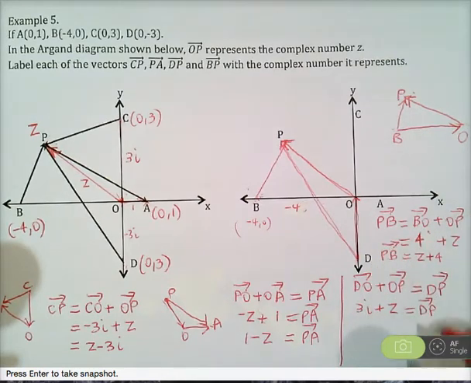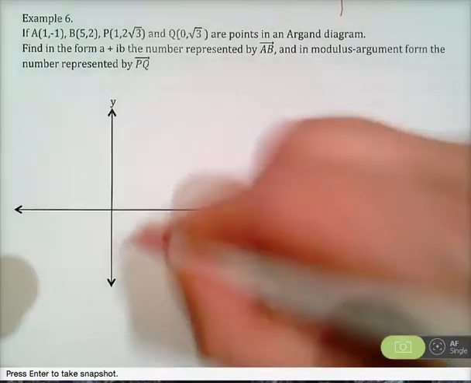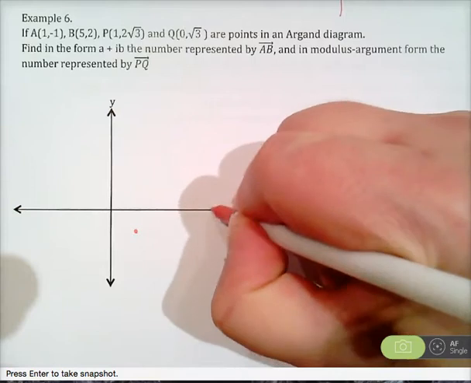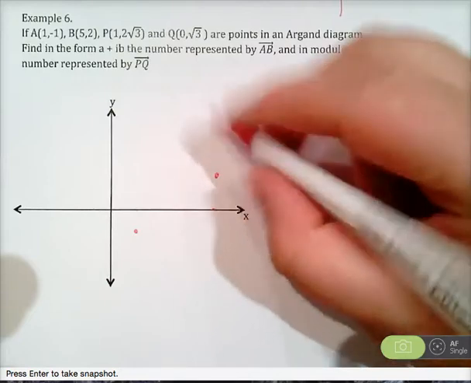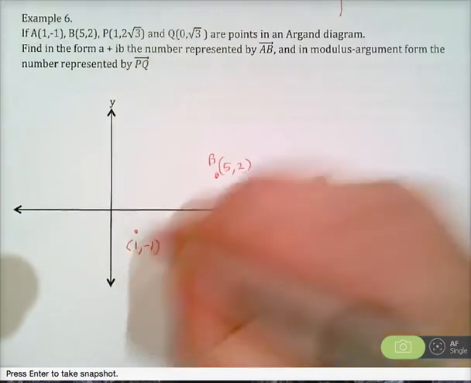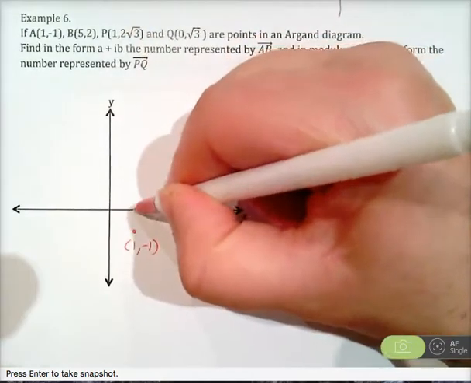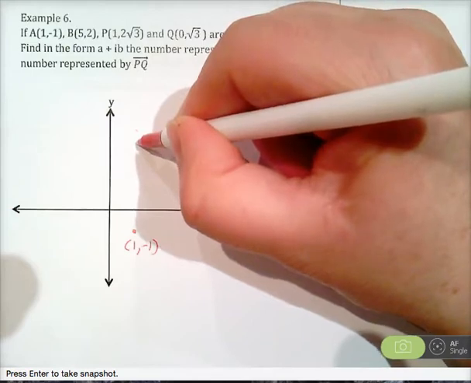Okay, now just continuing on page 33, example 6. It says if A is the point 1, negative 1, and B is the point 5, 2, it doesn't have to be drawn perfectly. Okay, and this is the point 5, 2, and this is B. And if P is the point 1, 2, root 3, I'll just put it up here somewhere. This is the point P, 1, 2, root 3.